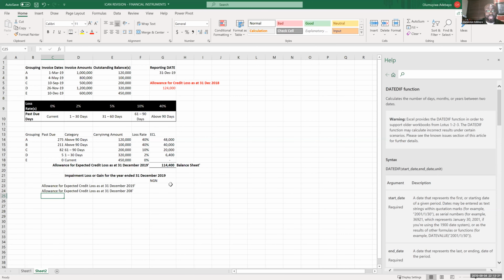Now, what is my allowance as at end of this year? 114. But my allowance last year, we are told it was 124, which means when you check it, it's a reduction in impairment, which means there's a reversal of impairment loss. And that gives me an impairment for what? Gain. I have an impairment gain, which is a credit, an income. For the year.